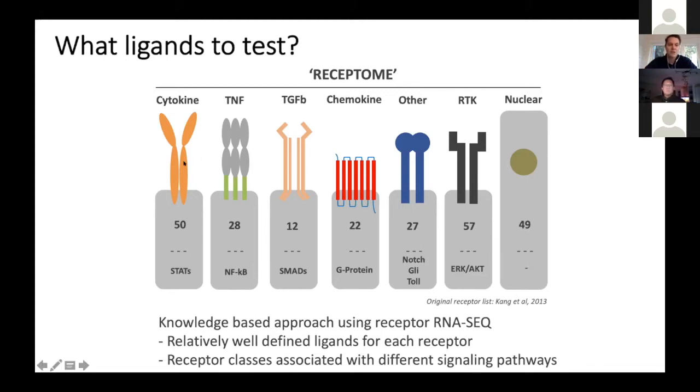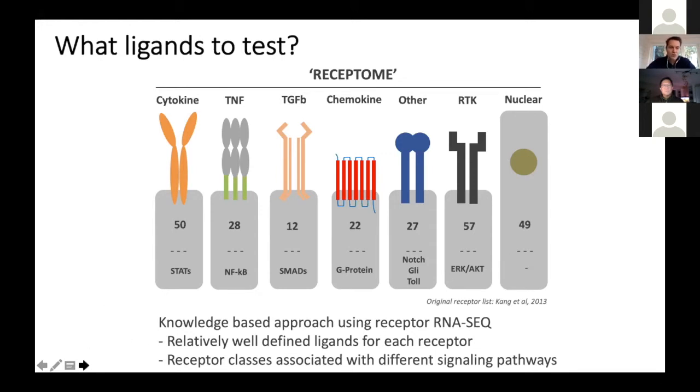So for example, the cytokine receptors predominantly activate STATs. They're able to activate potentially other downstream signaling pathways, with the primary driver being STATs. Likewise, with the TNF receptors, NF-kappa B, the TGF-beta BMPs are largely driven by the SMADs. Chemokines are largely G protein based receptors, and then the receptor tyrosine kinases largely drive ERK and AKT activation.